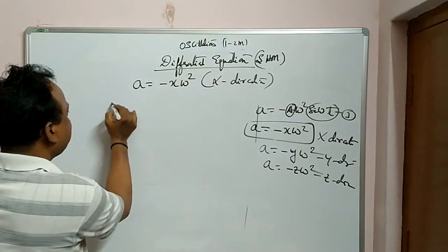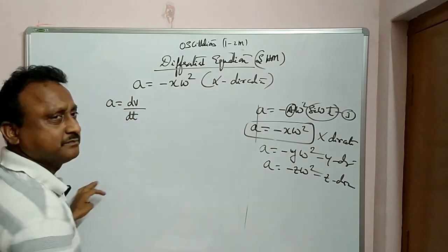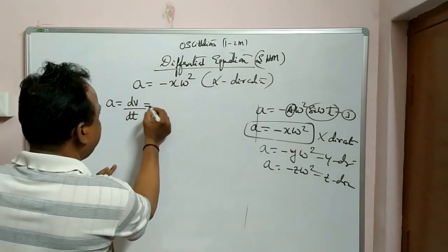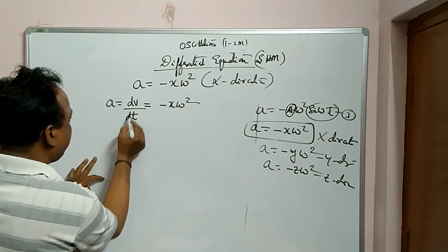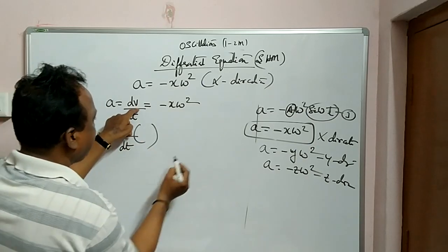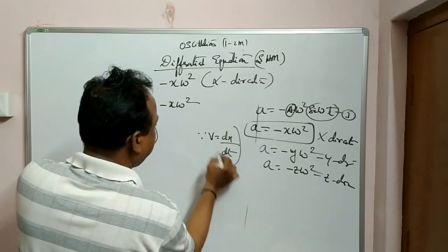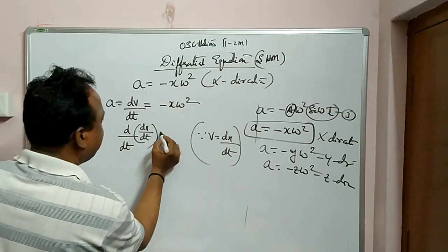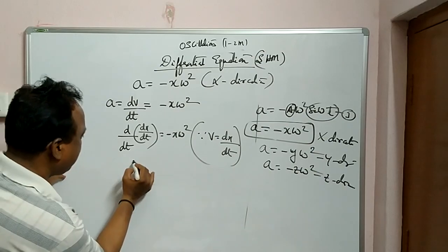Now what is acceleration? How can you write acceleration? dv by dt. What is acceleration? Rate of change of velocity. So dv by dt I can write as minus x omega square. Once again, what is this one? d by dt of what is v? Since v is dx by dt, rate of displacement, put it here, dx by dt, that is equal to minus x omega square. So ఇది ఎలా ఉంది ఇప్పుడు?